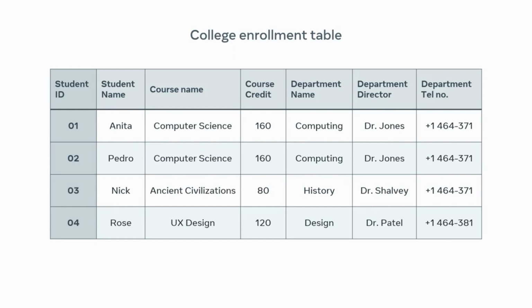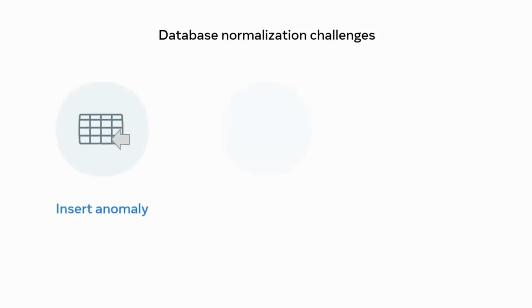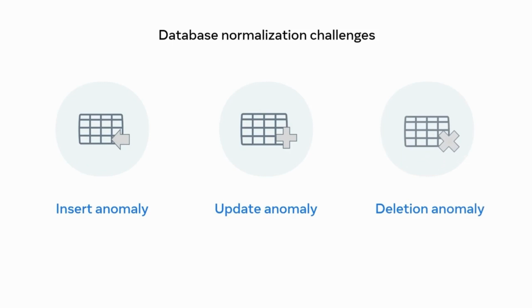The table serves multiple purposes by providing a list of the college students, courses, and departments, an outline of relationships or associations between students, courses, and departments, and name and contact details for the head of each department. Creating tables that serve multiple purposes causes serious challenges and problems for database systems. The most common of these challenges include insert anomaly, update anomaly, and deletion anomaly. Let's begin with an overview of insert anomaly.